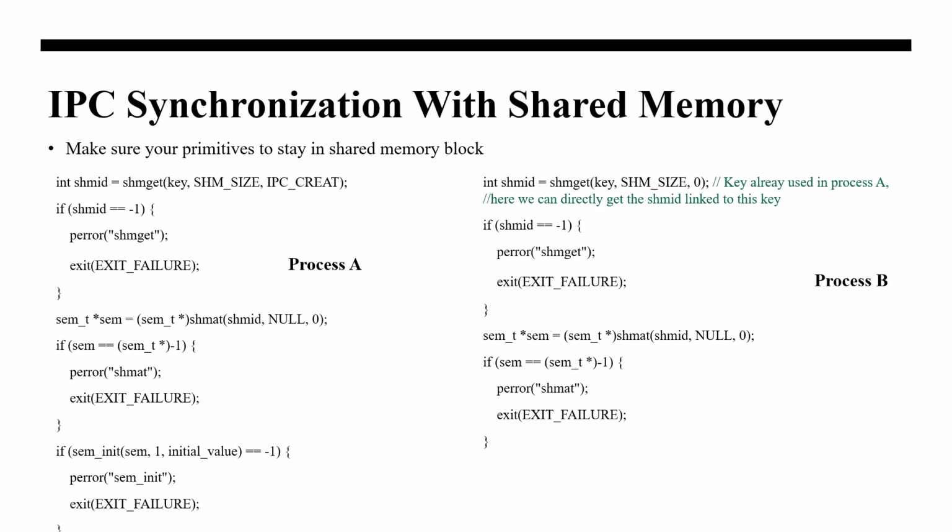So you can see the example below, process A and B. A allocates the physical block, and B uses the shared memory get function to obtain the identifier of that block. And below, they both create a semaphore that points to the beginning of the virtual memory that is mapped to this shared block. So when process A writes something into the semaphore, process B can directly read from it. And you can see the initialization also needs to be done in process A.